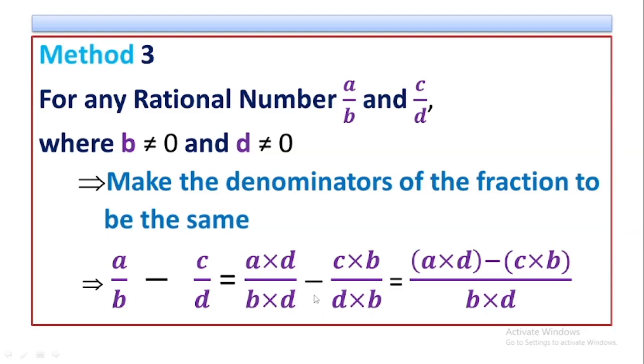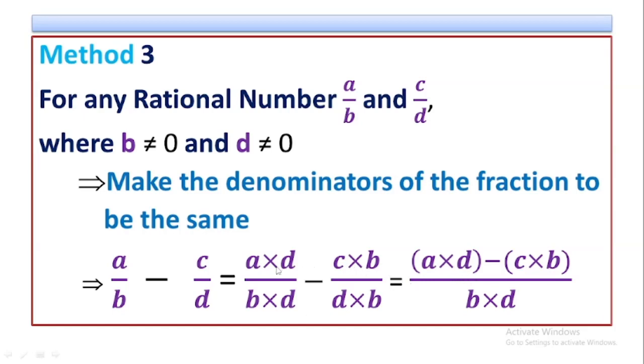This is the third way of determining or showing the difference of two given fractions having different denominators. Here, b times d and d times b are equal by the commutative property of multiplication. It is always true. So take one b times d, and it is too easy to determine the difference.